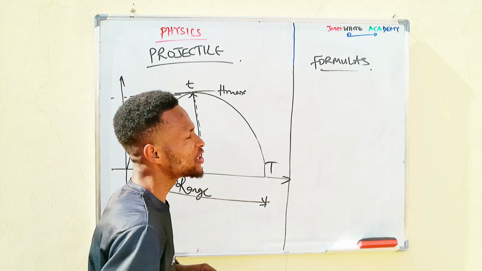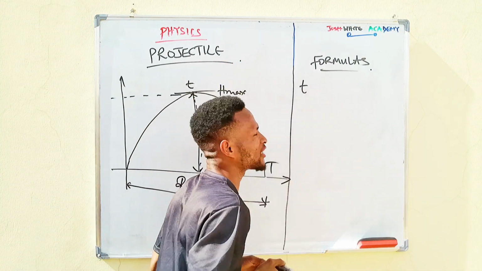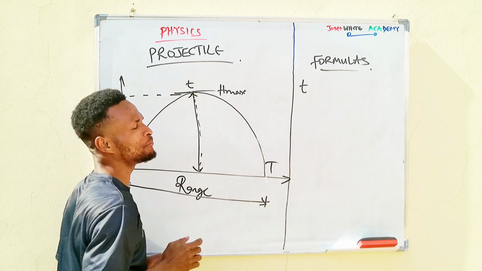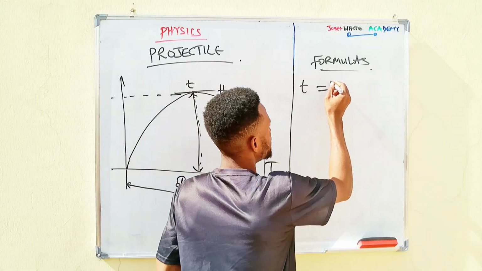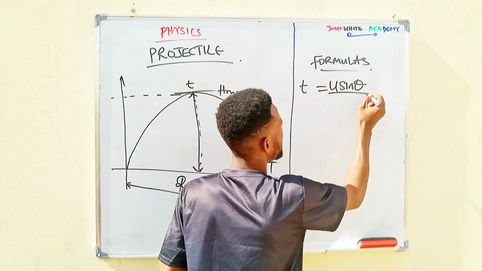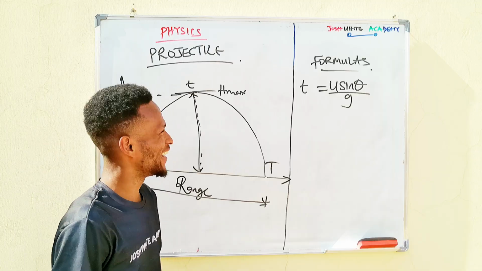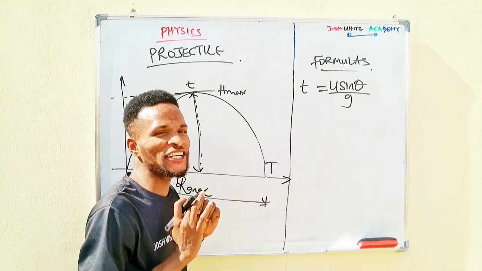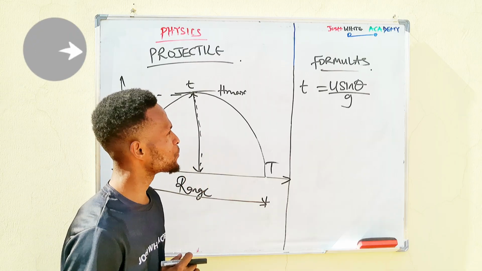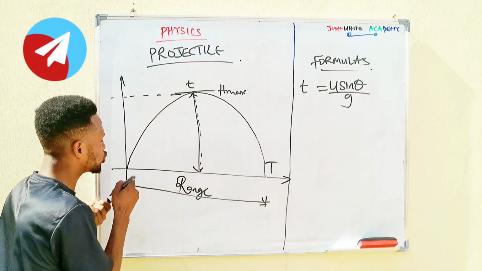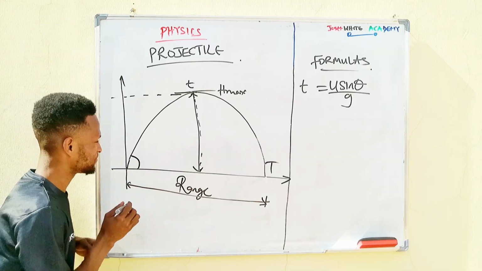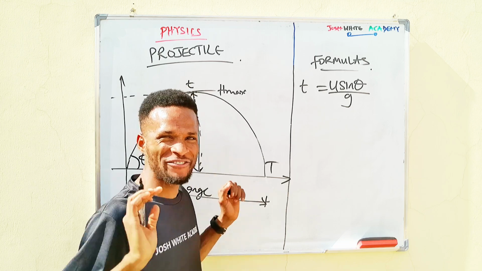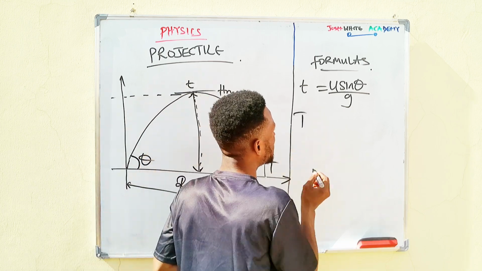The first formula in projectile is our small t, which is the time it takes to reach the maximum height. It is u sine theta divided by g. Time to reach the maximum height, u is our initial velocity, which is our velocity. Our theta is the angle subtended to the horizontal. Then g is our acceleration due to gravity. The next formula is t, capital T.